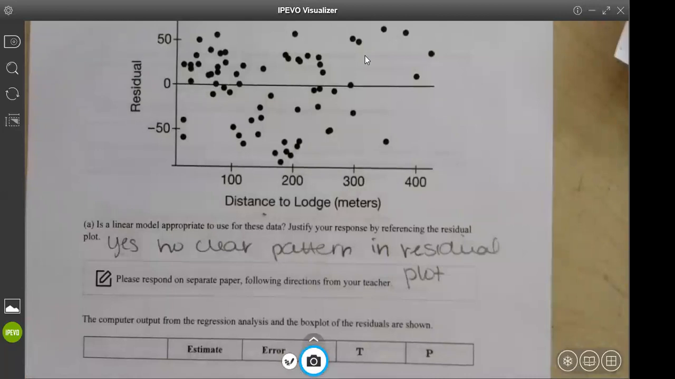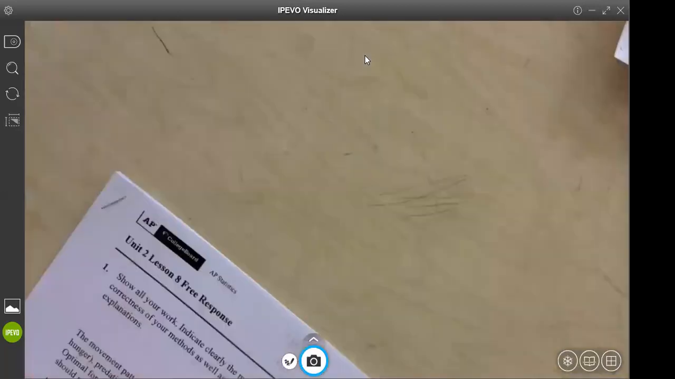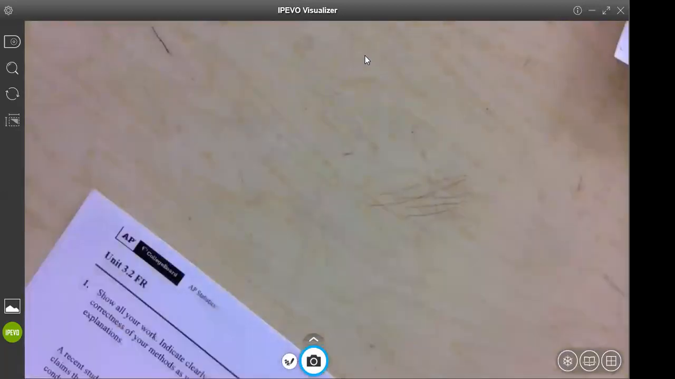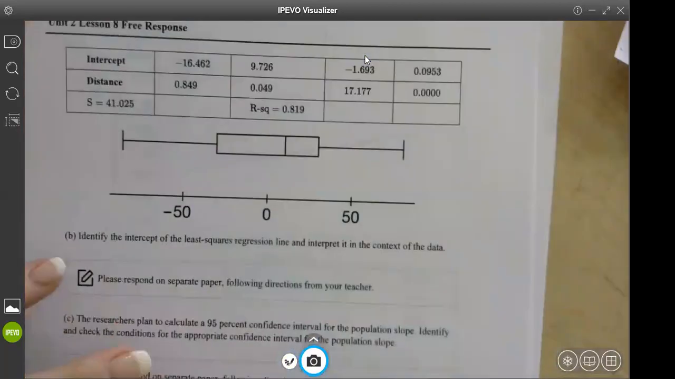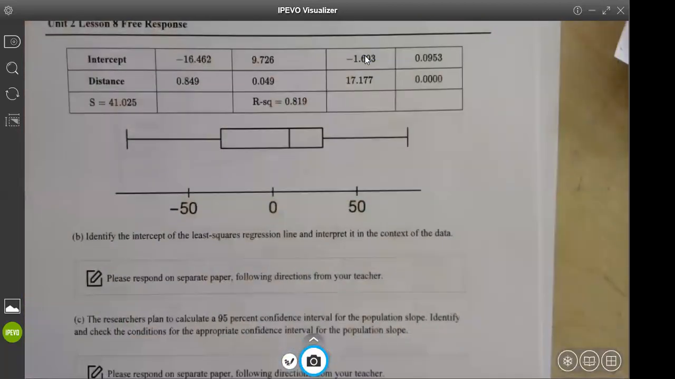The researchers fit a least squares regression line to the data where the explanatory variable was distance to the lodge, so your x was distance in meters, and the response variable was speed in meters per hour. The resulting residual plot was shown. So then they made the chart so that they could get the linear model. And I'm not quite sure what the box plot is for, but it's there. Okay. So it says identify, and oh, I know what it's for. It's from further on.